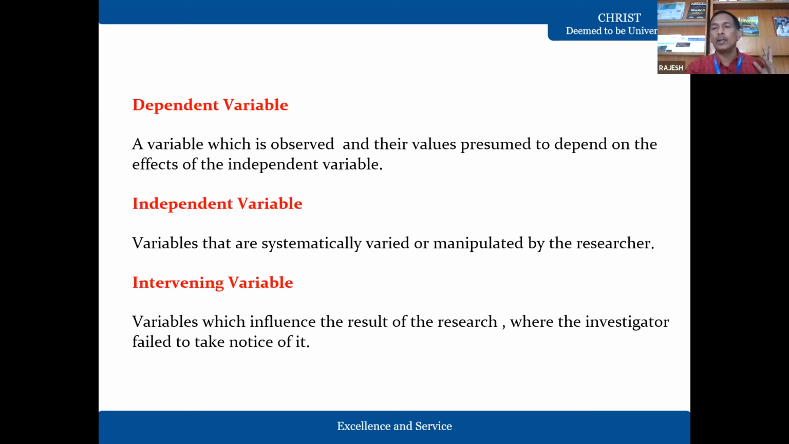So dependent variable, independent variable, and intervening variable. Dependent variable is the one which a researcher is going to measure. Independent variable is the one which can affect the results of the dependent variable that we are going to measure. And intervening variable is the one which the investigator fails to take note of.